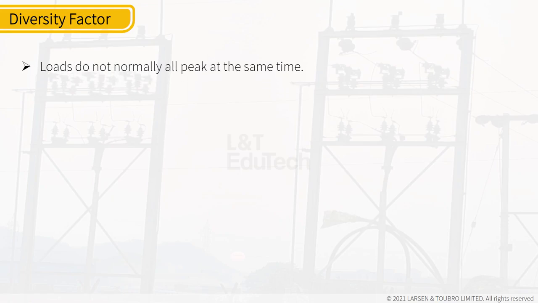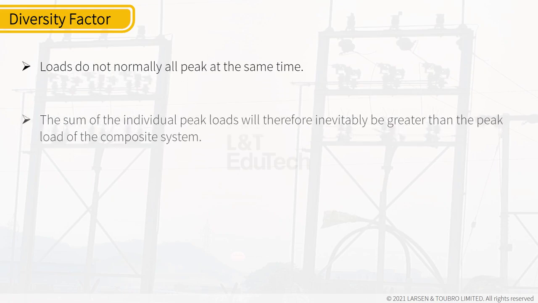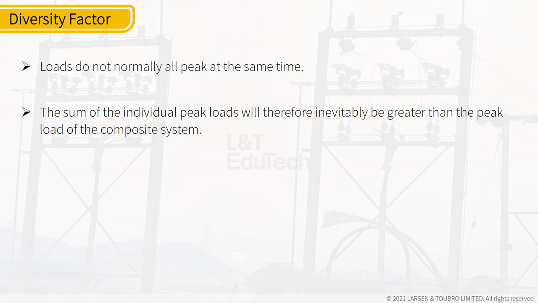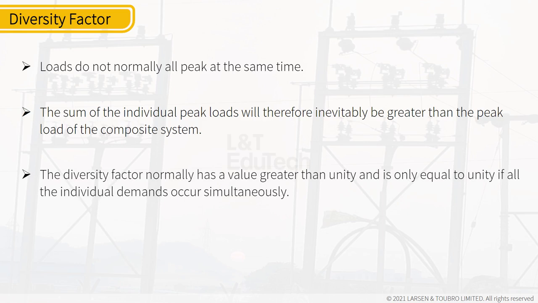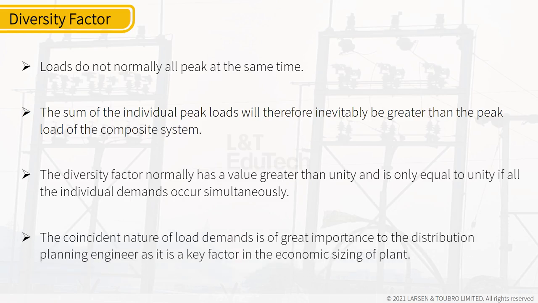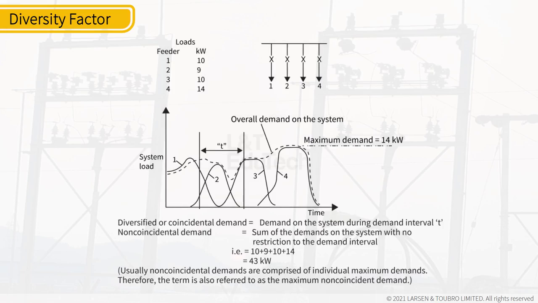Loads do not normally all peak at the same time. The sum of the individual peak loads will therefore inevitably be greater than the peak load of the composite system. The diversity factor normally has a value greater than unity and is only equal to unity if all the individual demands occur simultaneously. The coincident nature of load demands is of great importance to the distribution planning engineer as it is a key factor in the economic sizing of plant. Figure shows the effects of coincidental and non-coincidental demands.